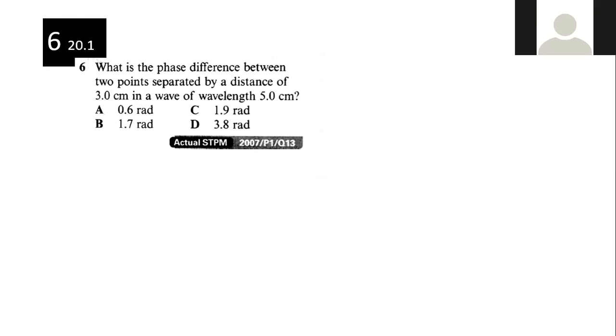What's the phase difference between 2 points separated by a distance of 3 cm with a wavelength of 5 cm? So what formula to use?